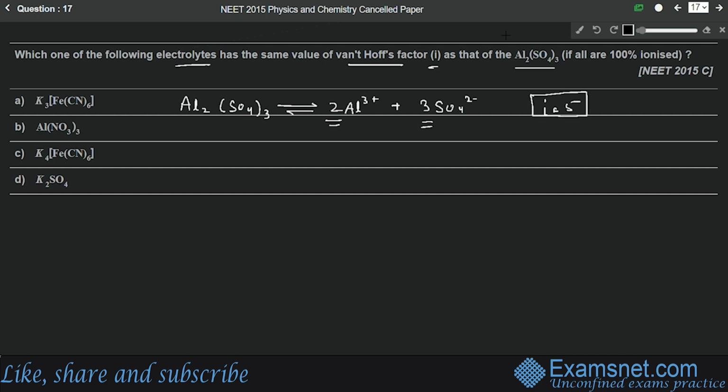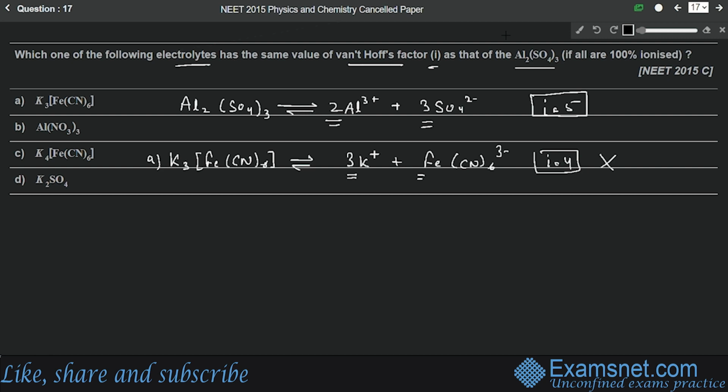Okay. Now we have to check which of the given options has Van 't Hoff factor 5. Okay. So the first one is K3Fe(CN)6. Okay. Let's see what it will dissociate into. It will dissociate into 3K+ ions and Fe(CN)6 3- ions. Okay. So how many total number of ions? 3 here and 1 here. So 4. So here Van 't Hoff factor is 4. That is not equal to the Al2SO4 value.